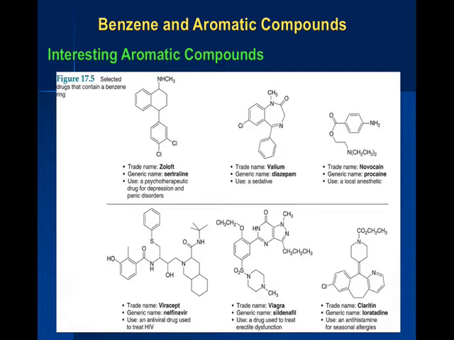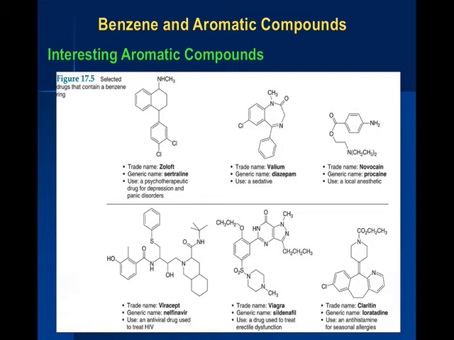It has a nitrogen in it. So a nitrogen in a six-membered ring like this, what do we call that? We've used it before as a base. Pyridine. So we've used pyridine before, right, as a base. It is a pyridine ring, okay? And so when you go buy your Claritin, when you're having your seasonal allergies, you're going to be ingesting an aromatic molecule, okay?